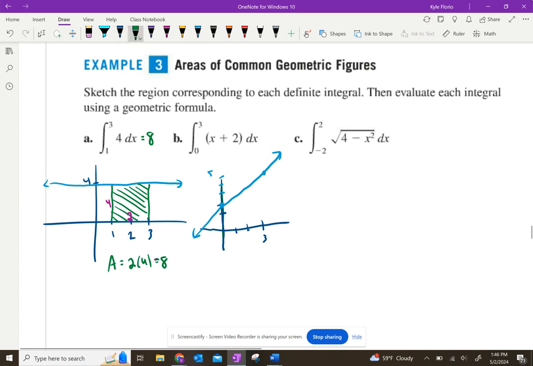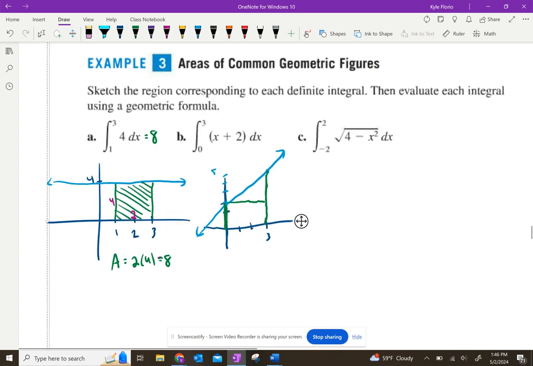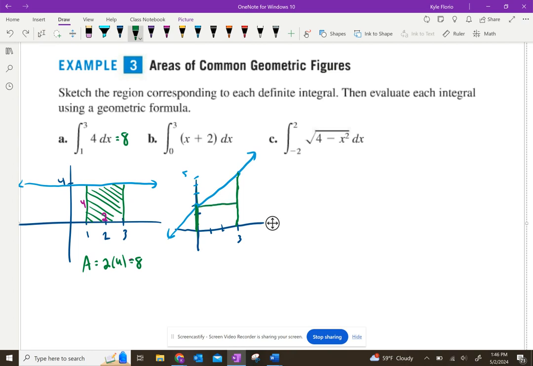And we want to find the area under that curve from 0 to 3. So I want to find the area of this region right here. I'm going to break it up into a rectangle and a triangle. If you want to use a trapezoid formula, feel free. So the area of this region right here is base times height. The base is 3. The height is 2. So that area is 6.